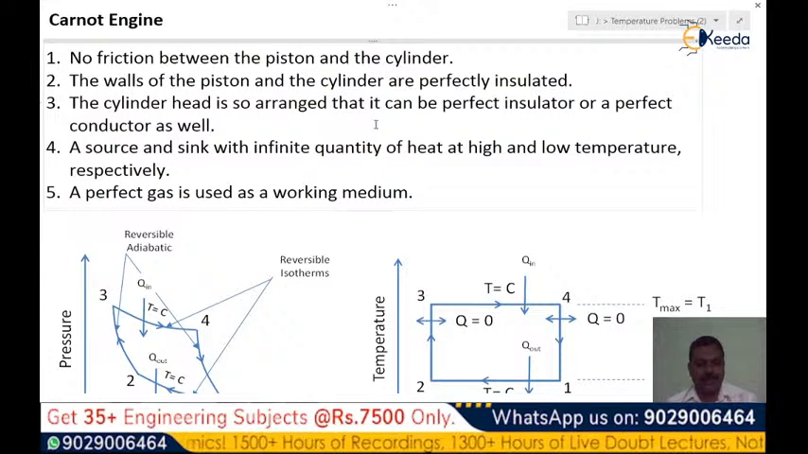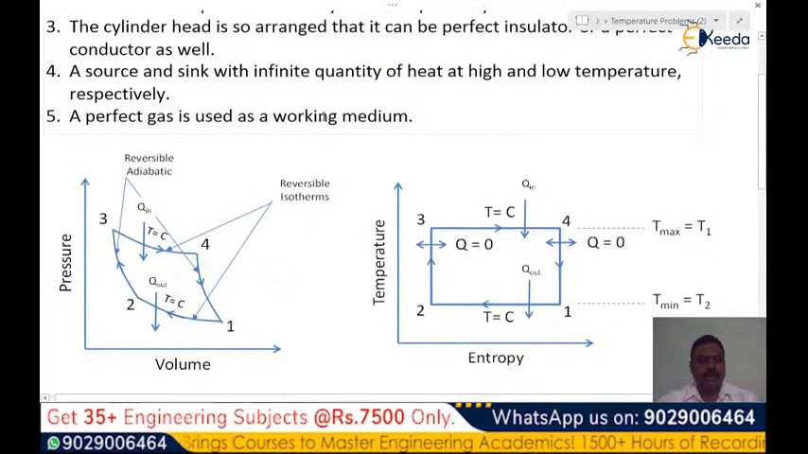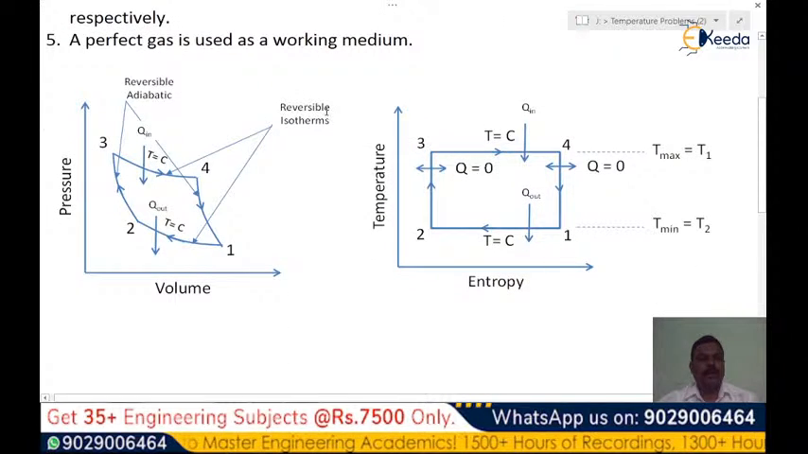Next, a source and sink with infinite quantity of heat at high and low temperature respectively. So there will be a heat source that will have infinite quantity of heat at a high temperature, and also a sink that will have infinite quantity of heat at low temperature. A perfect gas is used as the working medium. So let us have the pressure volume diagram of this Carnot engine cycle.